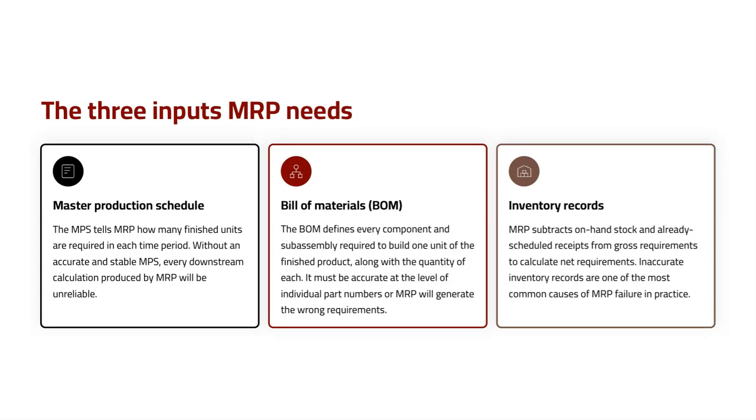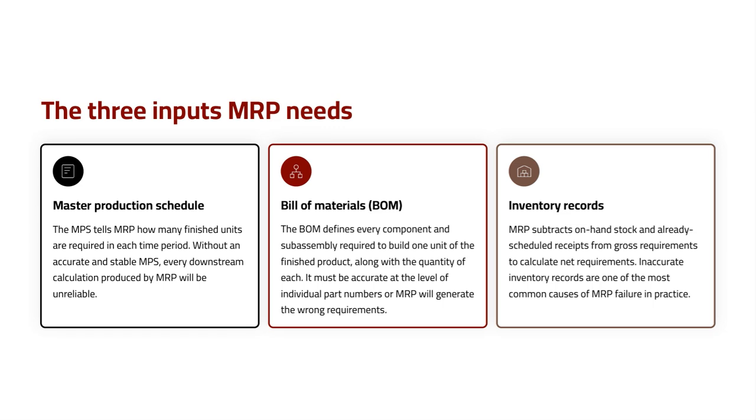The first essential input for MRP is the Master Production Schedule, or MPS. The MPS tells MRP how many finished units are required in each time period. Without an accurate and stable MPS, every downstream calculation MRP makes will be unreliable.